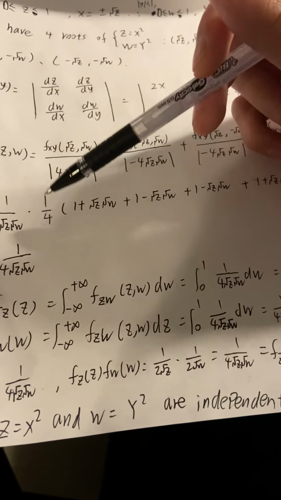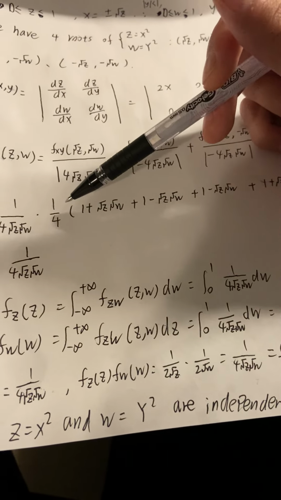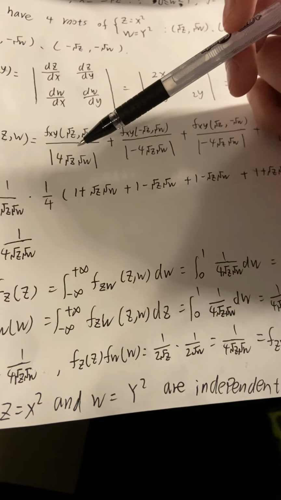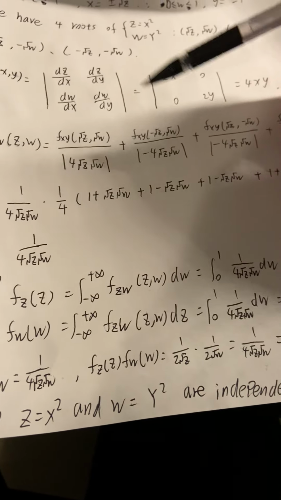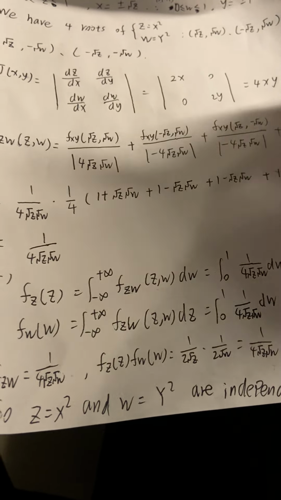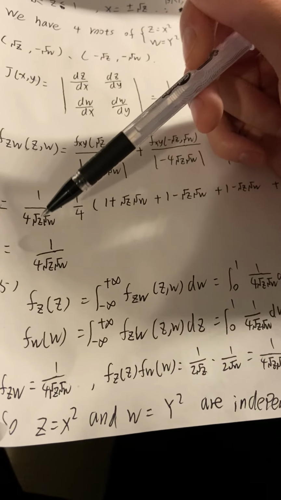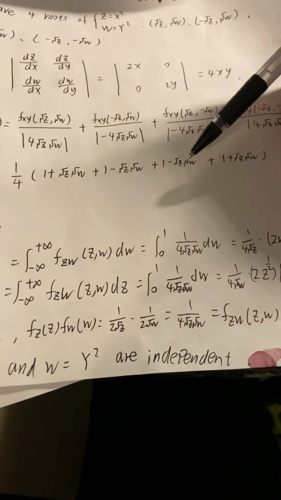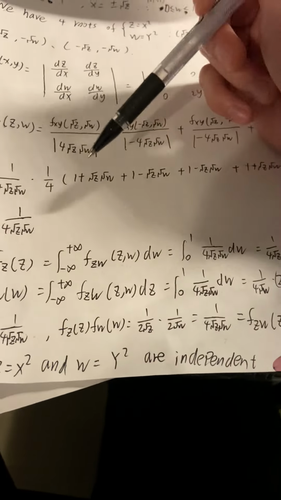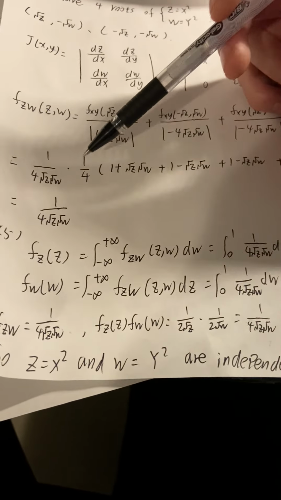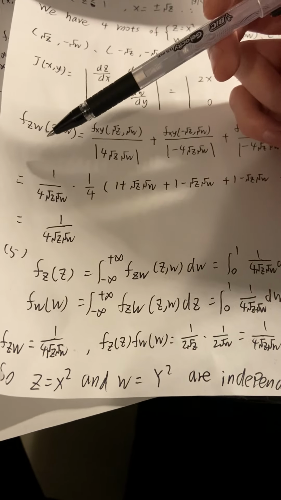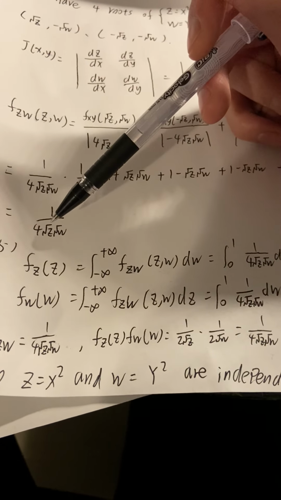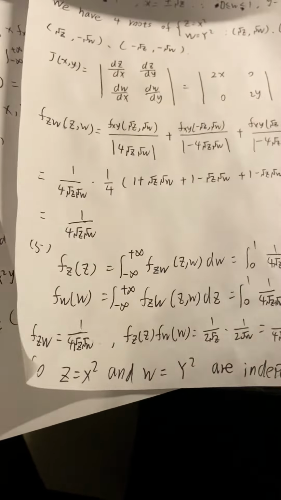So we can put the 1 divided by 4 here, and for the Jacobian, it is the absolute value of 4xy. So it will be 4 times square root of z times square root of w. So we put it here. For the terms inside, the final result will be 4. 4 times 1 over 4 will be 1. So the joint density function of z and w will be 1 over 4 times square root of z times square root of w.